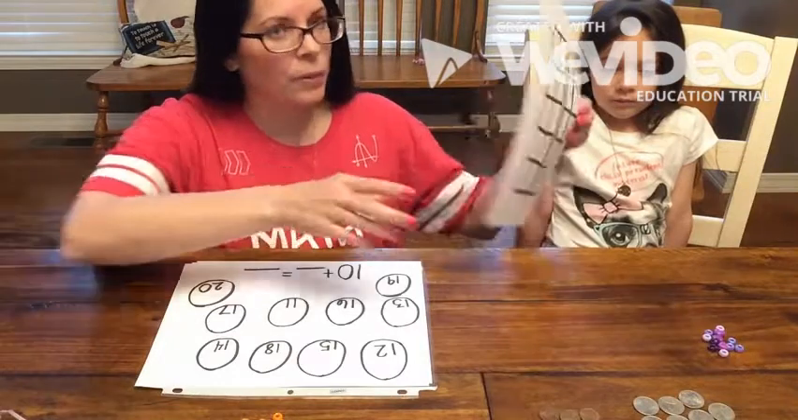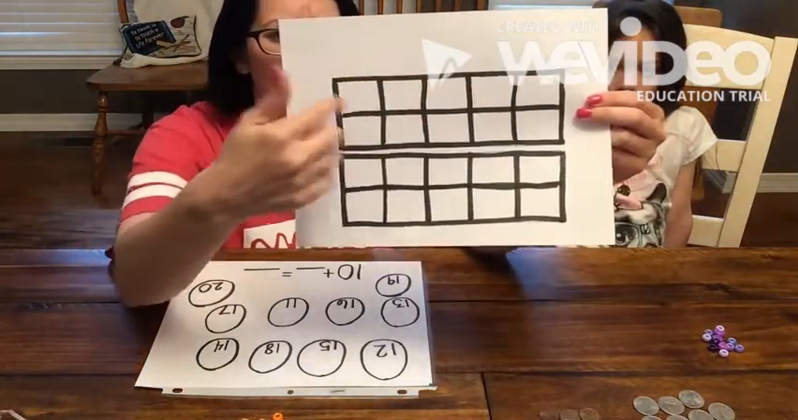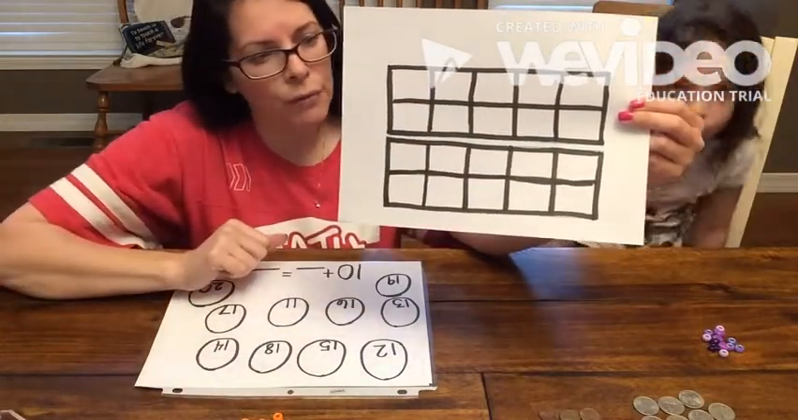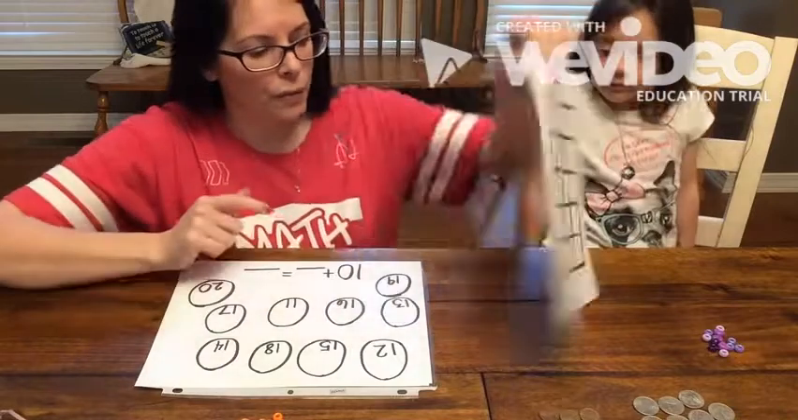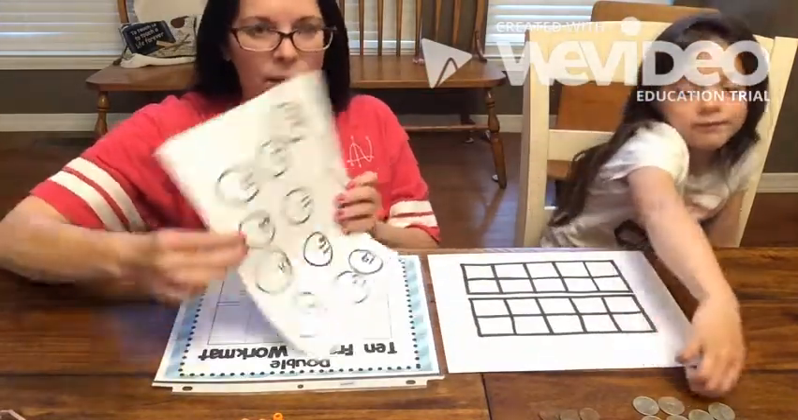We also have our double 10 frame. And your 10 frame is just a rectangle and it's got 5 squares on top, 5 on bottom, and that's what we call our 10 frame. We'll be using 2 of those today to help us with our 10 plus facts.